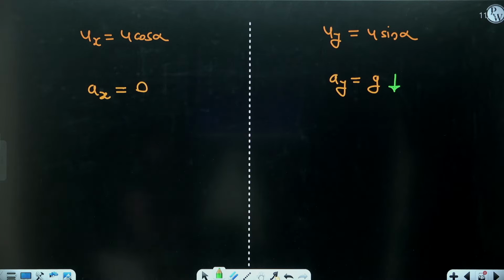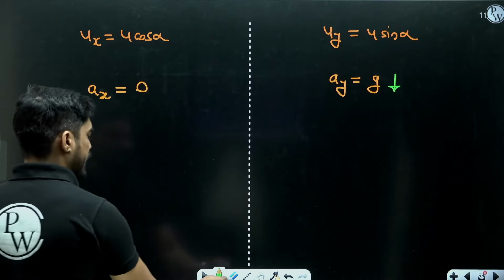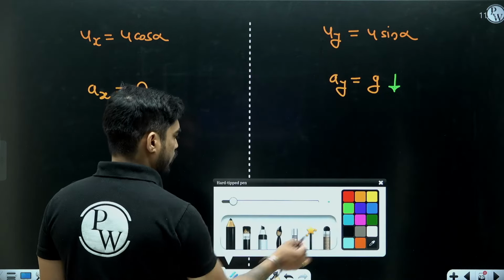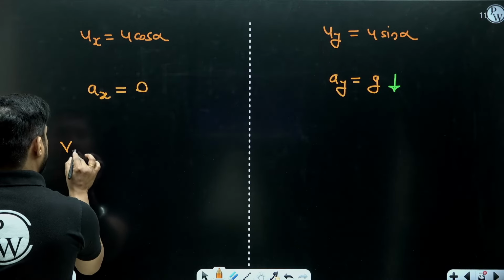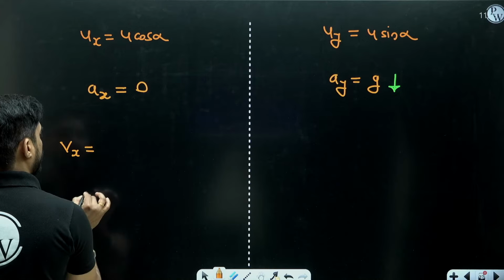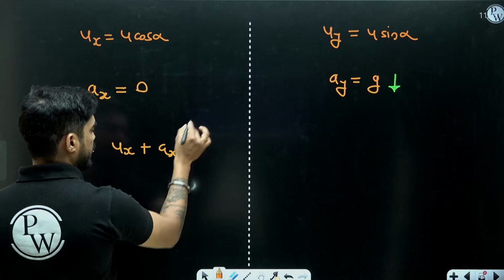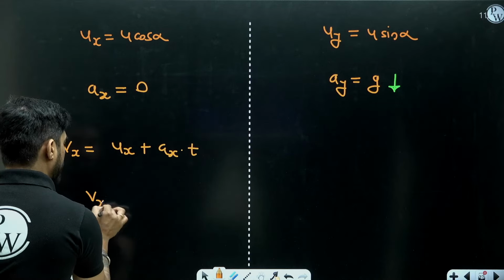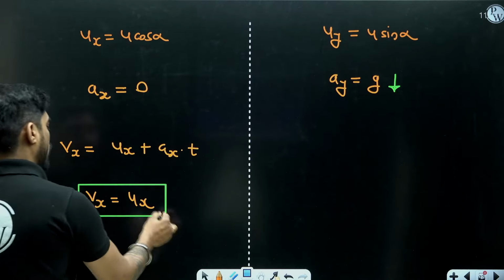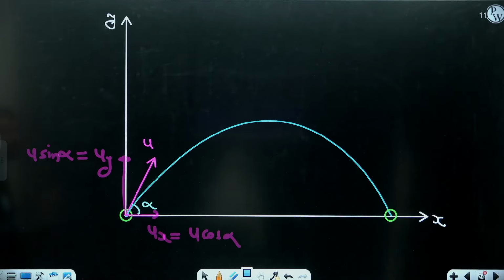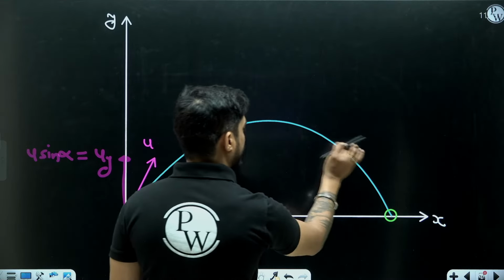Now, understand this. In x direction, the acceleration is 0. It means if I want to calculate the velocity in x direction, I will use this: ux plus ax into t, and this ax is 0. So vx will be equal to ux. It means that the velocity in x direction will remain constant. At every point, the velocity in x will remain constant, okay?